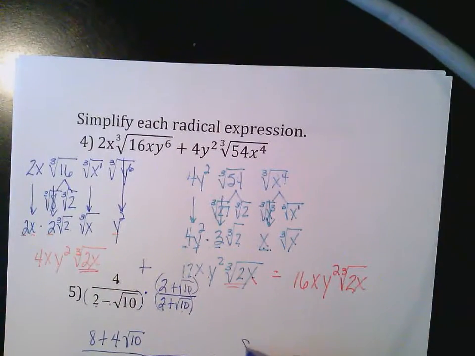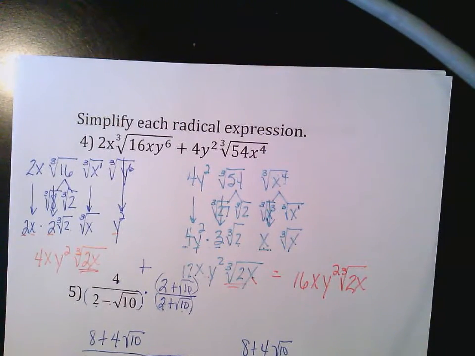So that gives me 8 plus 4 square roots of 10. The 2 square roots of 10 minus 2 square roots of 10 simplifies. So I have 4 minus the square root of 100 I can solve, that's 10. So that gives me 8 plus 4 square roots of 10 over 6.